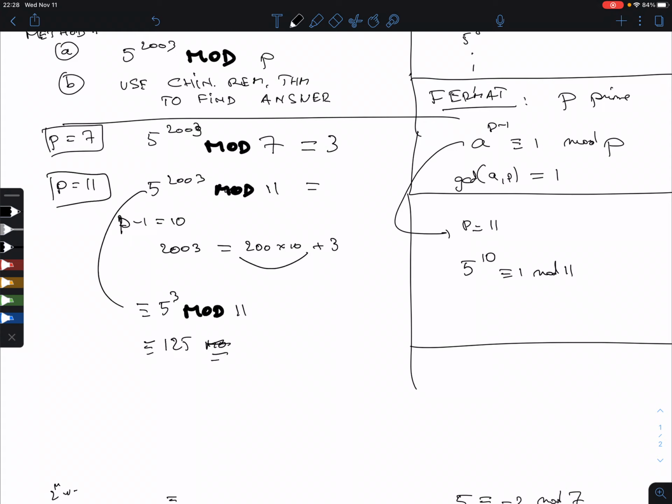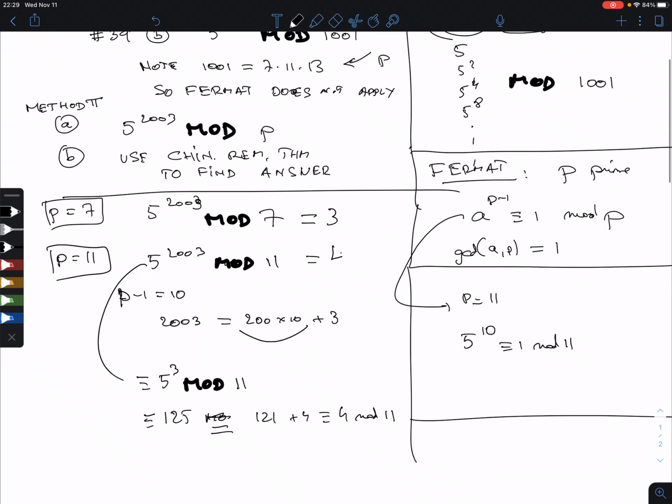And what is 125? Well, 121 is 11 squared, so 125 is 11 times 11 plus 4. So this is equivalent to 4 mod 11. So the answer is 4 here. And then the last prime, so I can do it again.